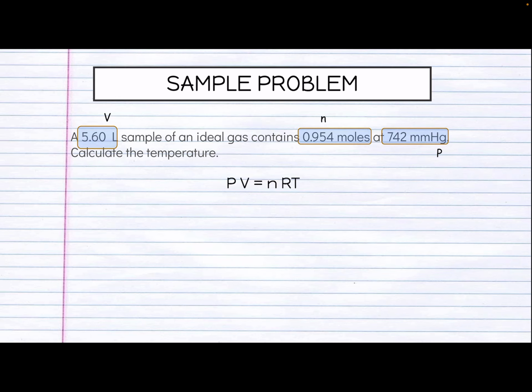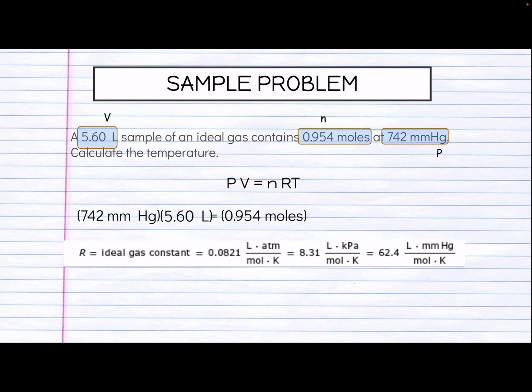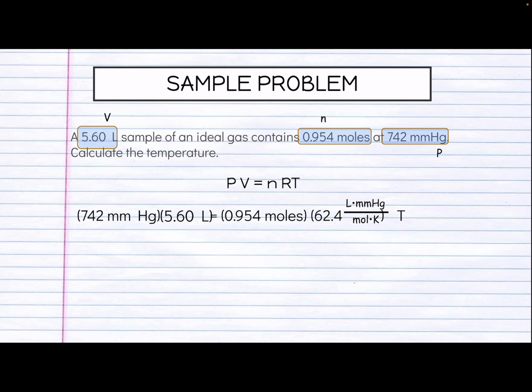Let's plug in what we know. We know pressure and volume equals the number of moles multiplied by R. Oh, we don't know R though. We have 3 options, so which one should we choose? Well, we see up here that our unit for pressure was mmHg, so we should select the R value that also has mmHg. And finally, we need to find T, so we're just going to leave T.